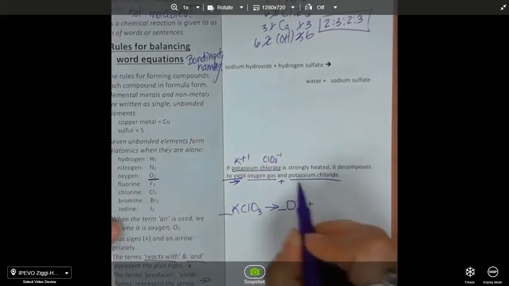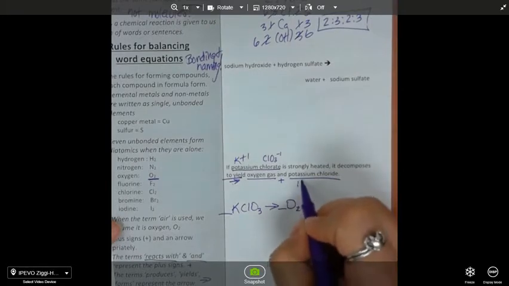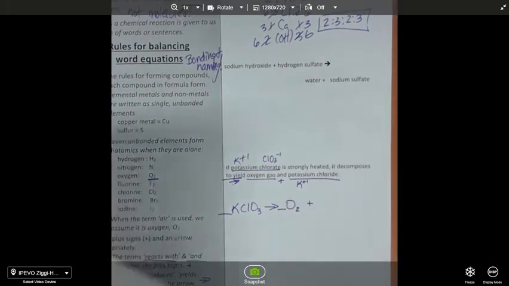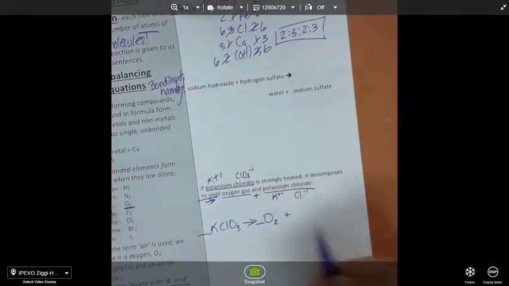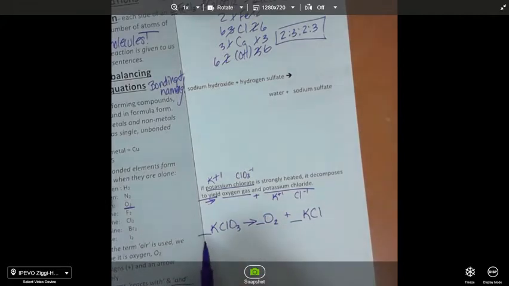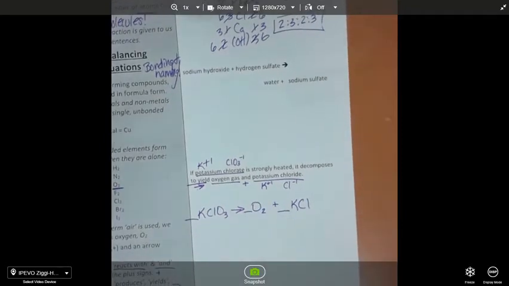And plus sign, potassium chloride. Potassium is K +1, and chloride is chlorine, which is in group 7, so it's Cl -1. So these two already cancel. I get K, Cl. All right, so that's how I go from a sentence to the formula version of it. Then what you're supposed to do is balance. I'm not going to balance this because you guys already had a lesson on how to do that.